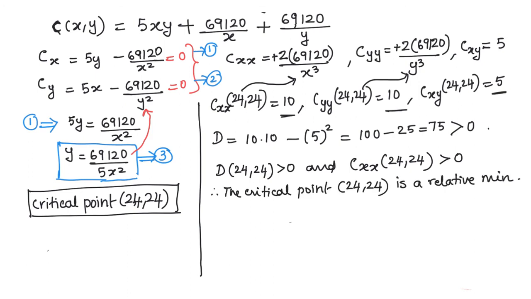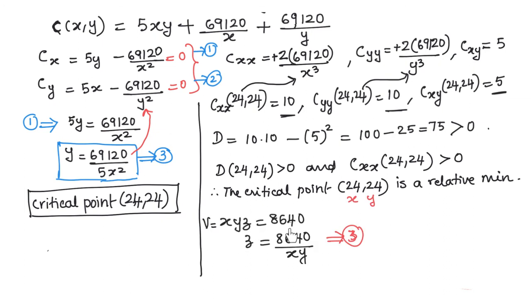The question is, find the dimensions of the container that minimize the total cost. Since we already found the length and width, that is 24, we need to find the corresponding height. In the beginning, we used the volume constraint and we solved for z. So we can use this equation. Substitute this x and y here to find the corresponding height. So z is 15. To conclude our answer: a box of dimension 24 feet by 24 feet by 15 feet results in a container with volume of 8,640 cubic feet while minimizing the total cost.